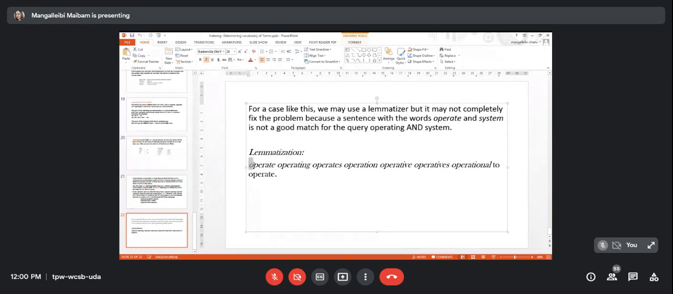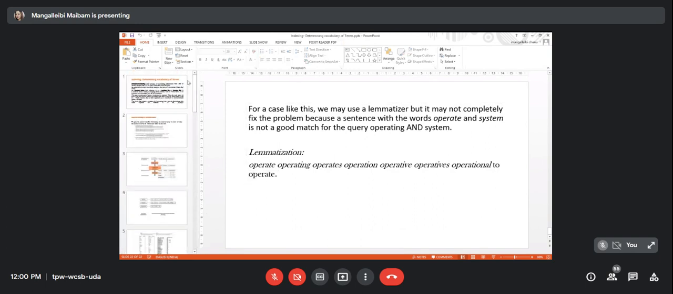So the lemmatization example which I just explained, all these are forms of operate. Operating is one form of operate, operates is also one form of this. So if we perform lemmatization, we can convert all of these to operate. Clear? Even if we convert into operate, there are some cases where the lemmatization technique may not fix the problem completely. The query may not match, so the meaning will be changed. Clear?